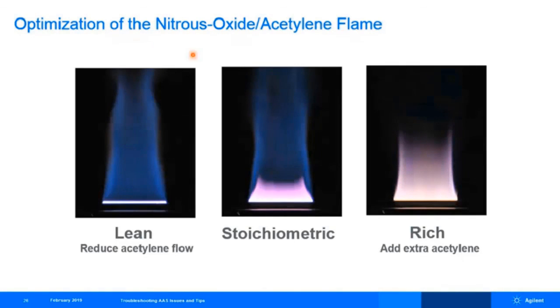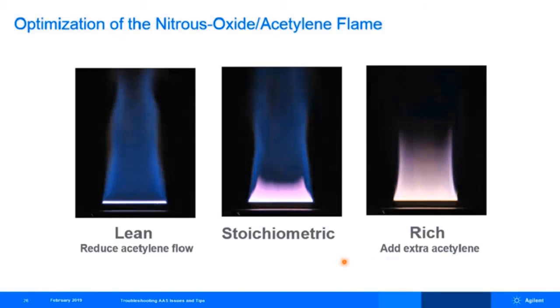As we said, optimization of the acetylene flow becomes even more critical if you're working with the nitrous oxide acetylene flame. These images here will give you an example of the optimization conditions that are recommended for the nitrous oxide acetylene burner. Usually when you're working with this burner type, it's because you need to measure more refractory elements. And these elements need extra acetylene to be added into the flame to be able to get good signal. So typically when you're running with elements that need a nitrous oxide flame, we add in extra acetylene.